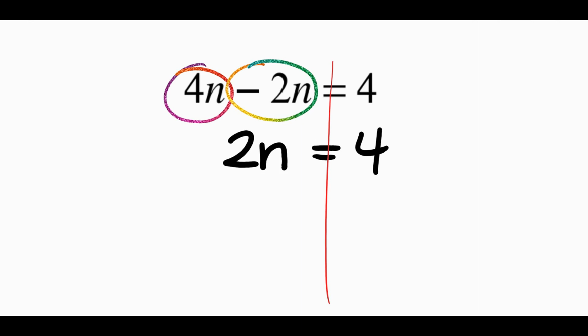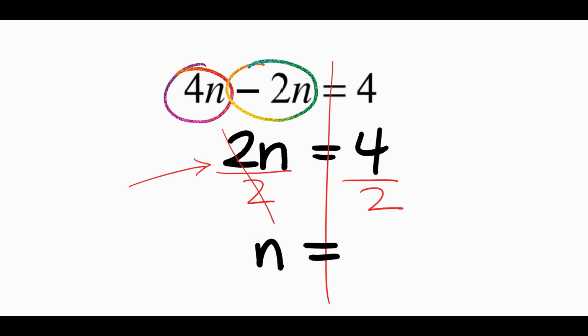Then you ask yourself, what are they doing right here to the n? They are multiplying by 2, so I'm going to divide both sides by 2. My 2's cancel out. I'm left with n equals 4 divided by 2 is 2. N equals 2 is my final answer.